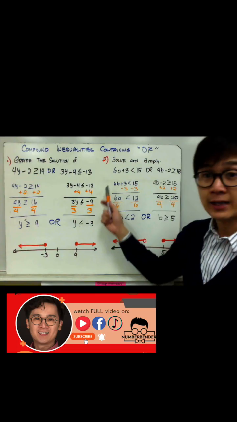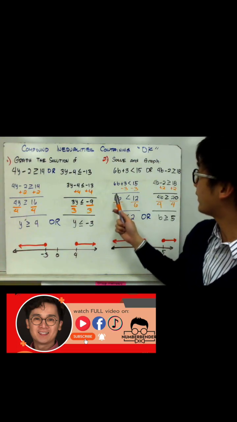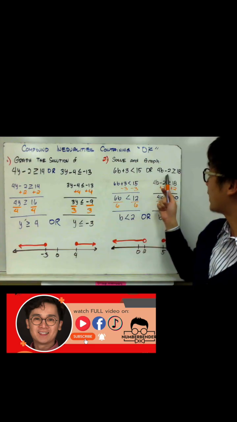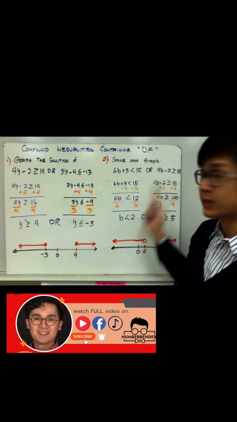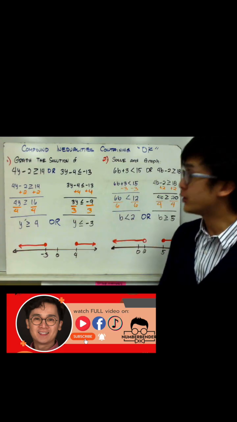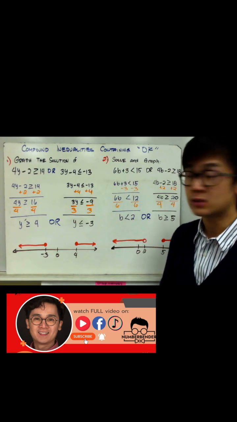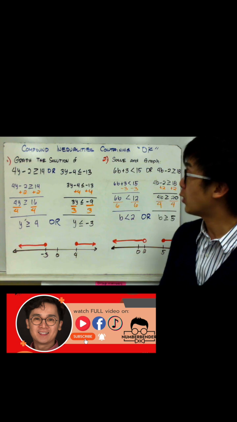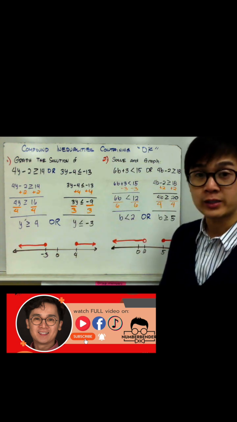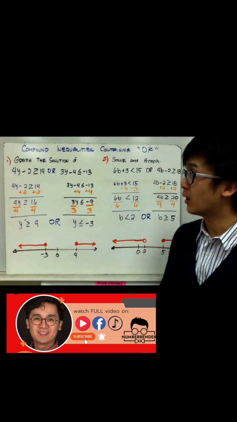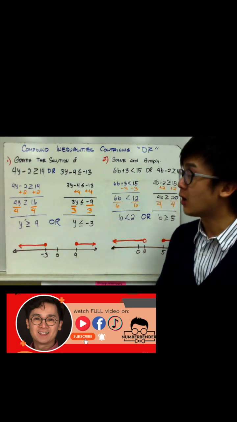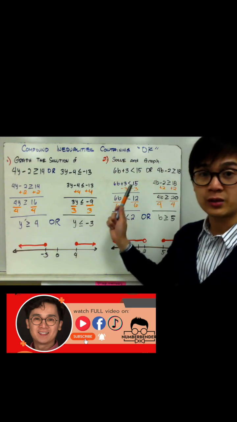Now for the second example, you have to solve and graph 6b plus 3 less than 15 or 4b minus 2 greater than or equal to 18. If you'll notice from example number 1 and example number 2, there's no difference between the two notations. It's because the OR operation will only have this particular notation. So unlike the AND operation, where you might see two types of notations on how to write it, for the OR operation, there's only one.